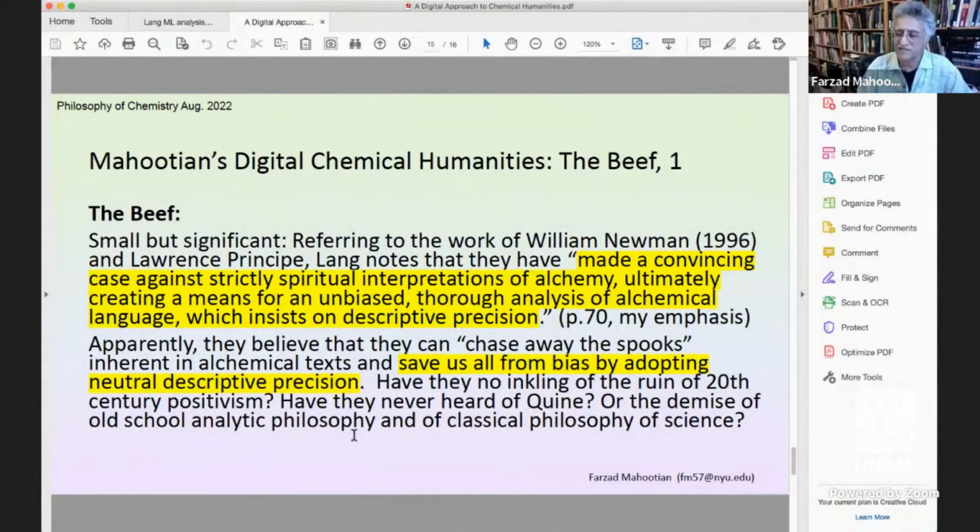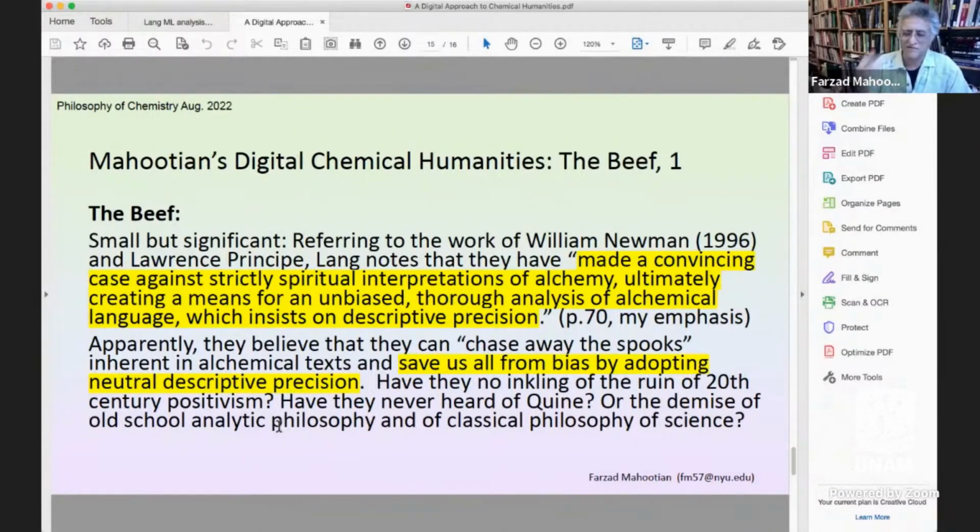Finally, I have a couple of little bits of beef to put out there to smoke. And one of them is this. So Newman and Principe, they are the superstars of the history of alchemy. And so they've laid down things, and these young scholars, Lang and Priorco and others, have built on this. This is one thing that stood out for me. This is Lang saying that these folks have made a convincing case against strictly spiritual interpretations of alchemy, ultimately creating a means for an unbiased, thorough analysis of alchemical language which insists on descriptive precision.